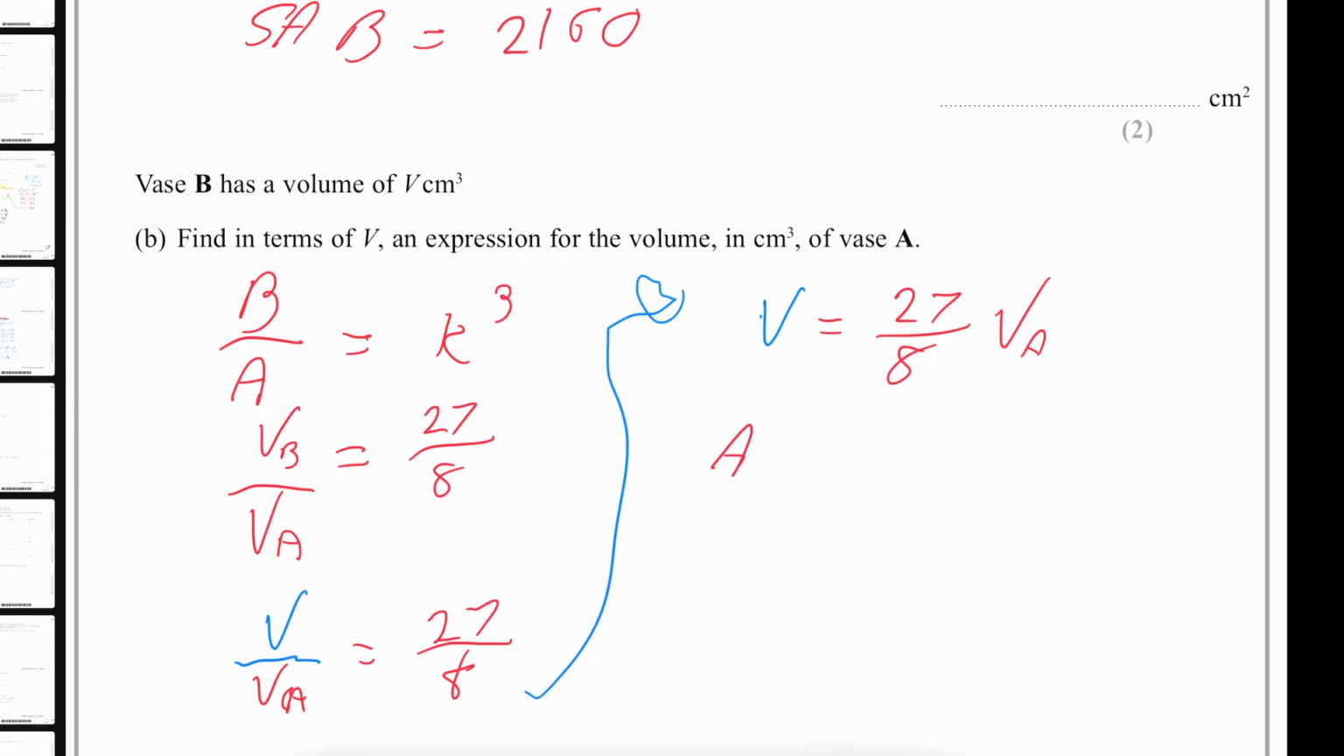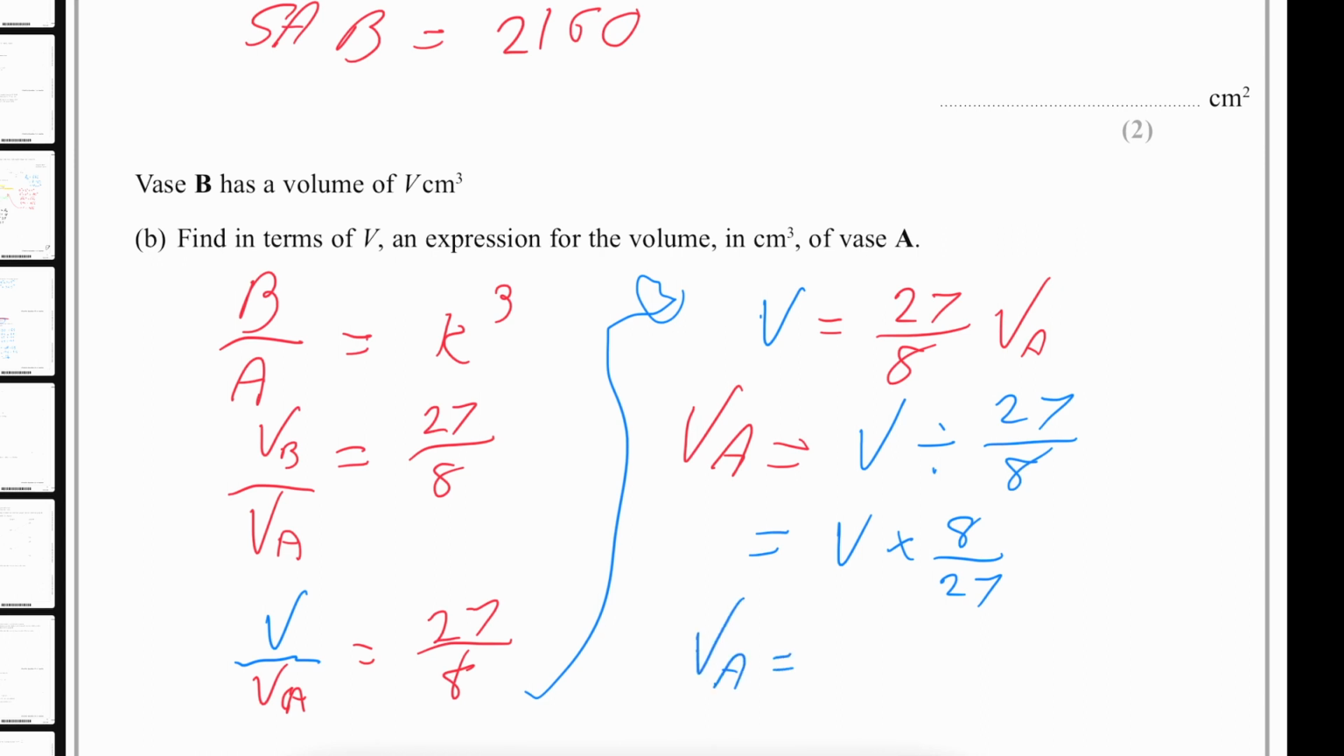So on my next line I'm going to get V of A, and that equals my blue V divided by 27 over 8, and of course we don't like division of fractions, so we're just going to get rid of that completely and say V times 8 over 27. So making that nice and simple, VA equals 8 over 27 V.